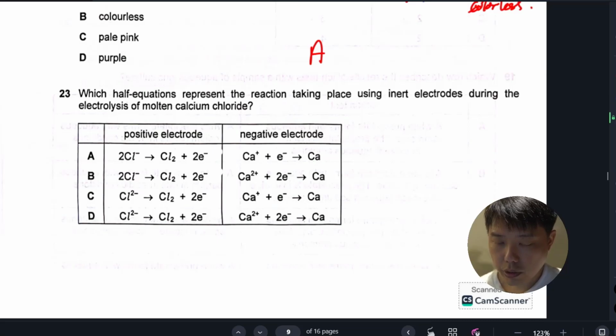Alright, so let's look at question 23. This is fairly straightforward. You have molten calcium chloride electrolysis. Okay, so a positive electrode is your anode. So the anion present is Cl minus, definitely not Cl2 minus because that's the wrong charge. So A and B possible. For the negative electrode, which is where reduction takes place, the cathode, calcium is 2 plus. So answer here very straightforward. It's just B.